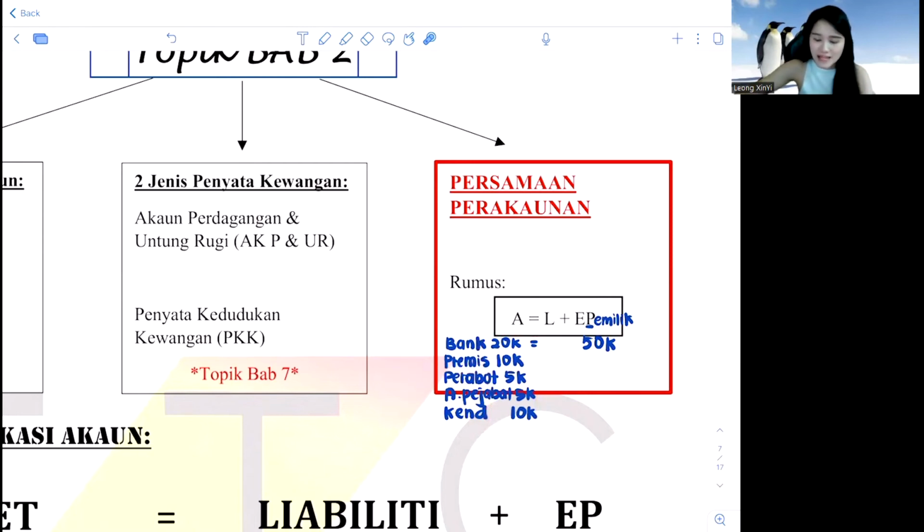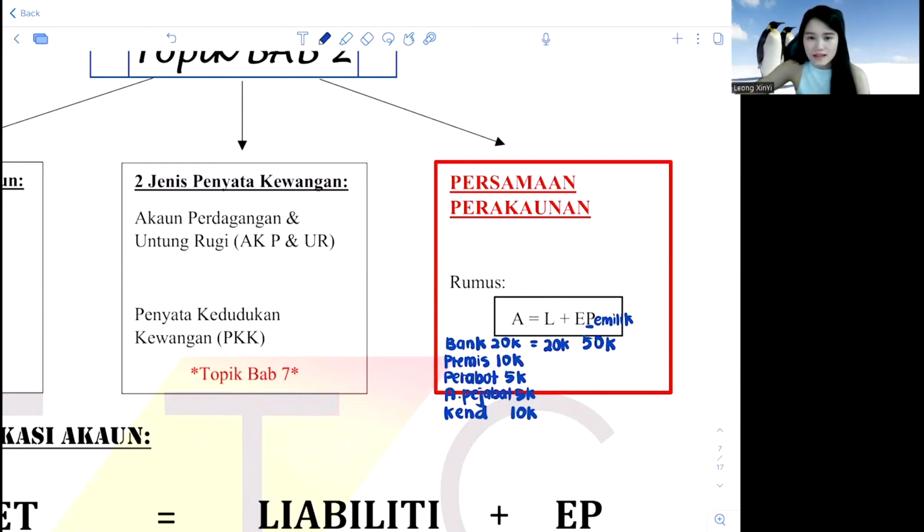When does liability come out? Liability is not contributed by the pemilik, but is borrowed by the pemilik. The owner will have to go to the bank and apply for a loan. This loan can be any amount, depends on the pemilik. So I feel like now 50,000 is really so little, so I decided to borrow the 20,000.